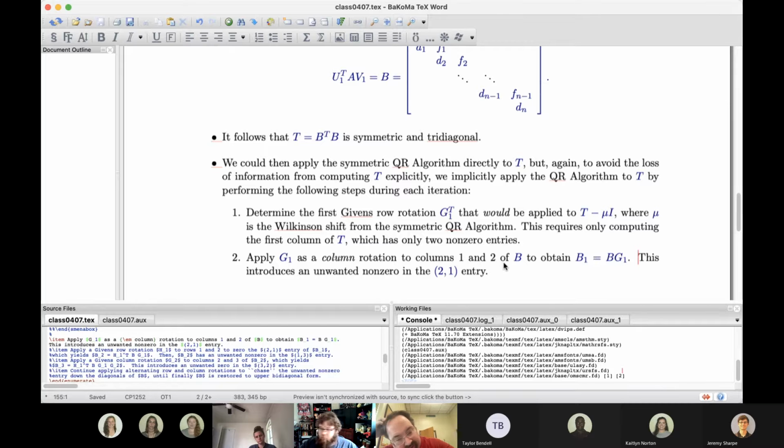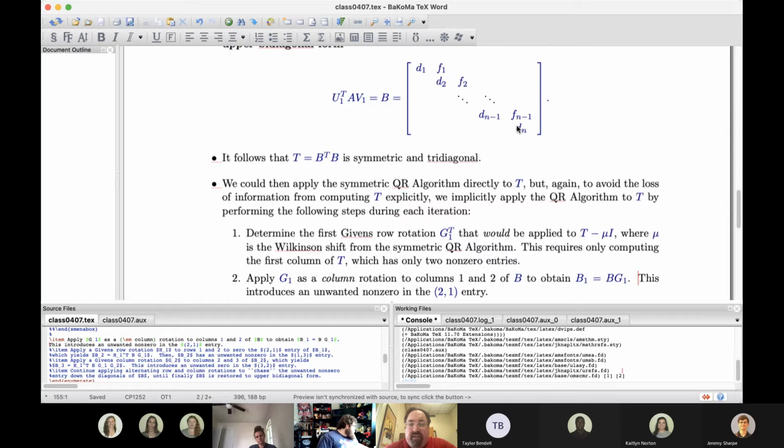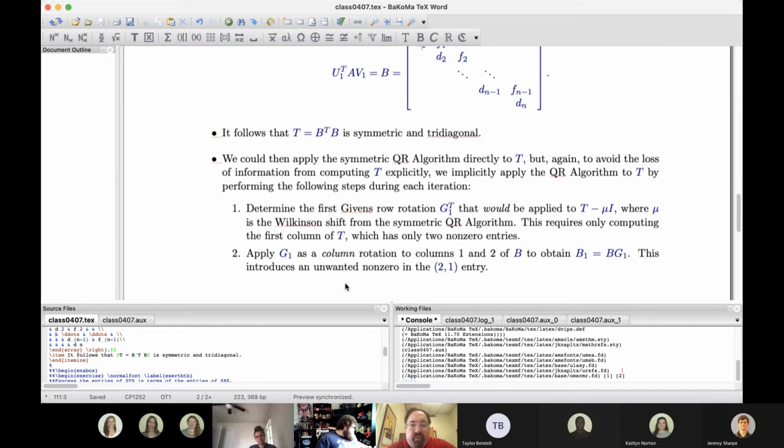Now, what happens is, okay. When we do that, remember, B is this matrix right here. It's upper bidiagonal. If we rotate the first 2 columns and we see where they're non-zero, we're going to get a non-zero entry right here in a 2-1 position because of this non-zero 2-2 entry here. So that wrecks the upper bidiagonal structure, which would then cause T, if we were to form it, to no longer be tridiagonal.